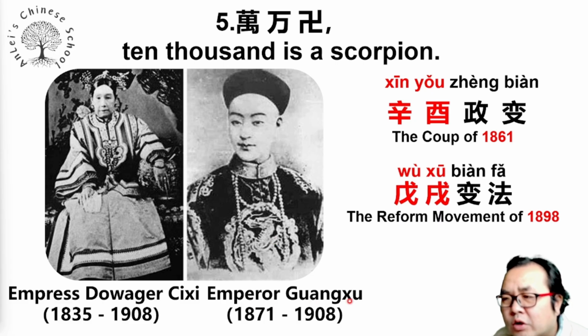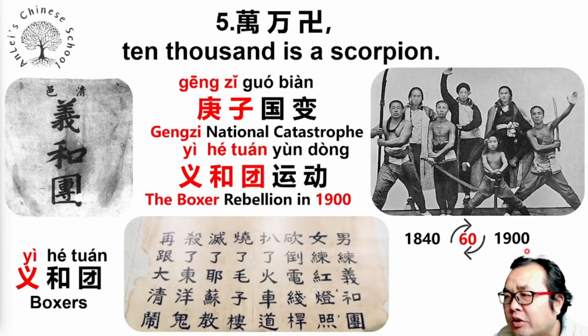And when her only son died, she put her nephew on the throne, becoming another emperor. It's Emperor Guangxu. Since we lost the war against the Japanese, the emperor thought the biggest problem in China was the system. So they wanted to learn from Japan and make a reform. In 1898, the emperor started a reform movement. It's called 戊戌变法. That's the year of Wu Xu.